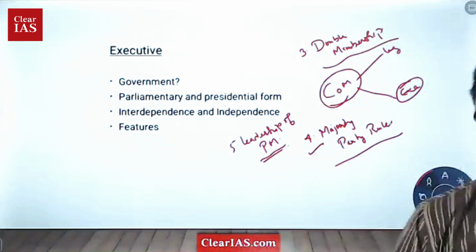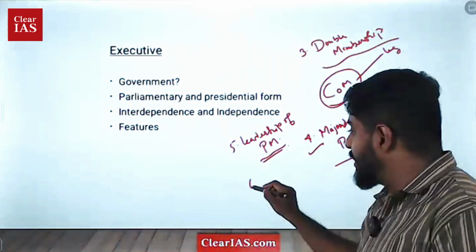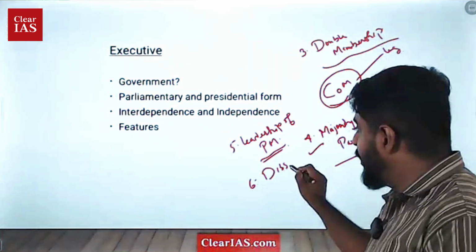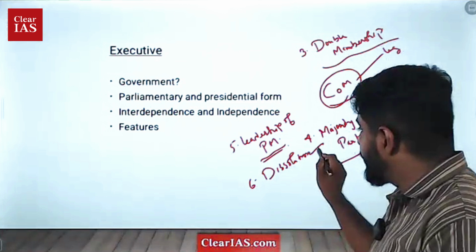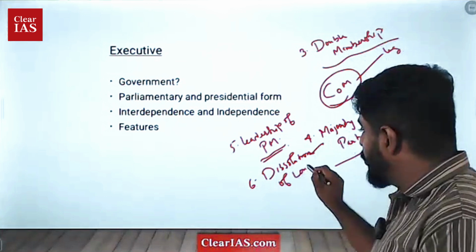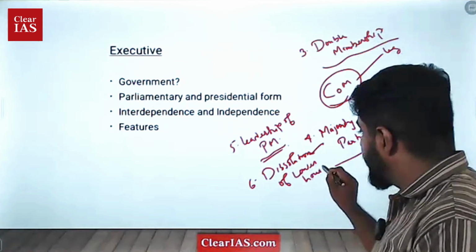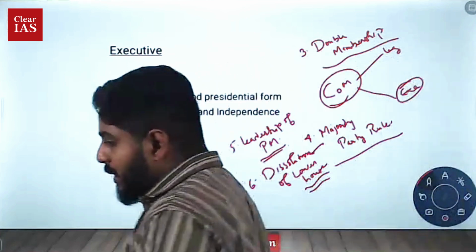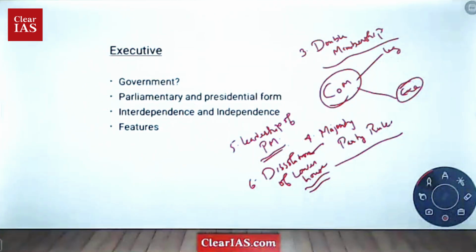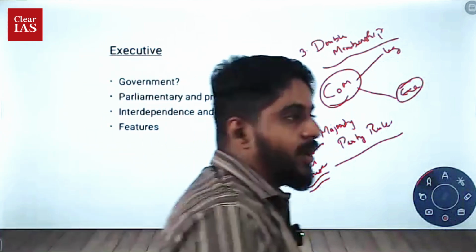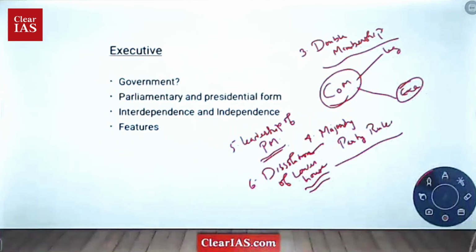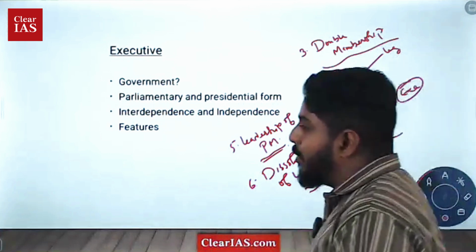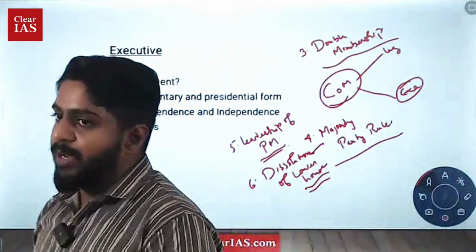And the last feature, which is very, very important, is dissolution of the lower house. The 17th Lok Sabha has got dissolved. Why? Because the next elections are coming. The Lok Sabha, the lower house, has got dissolved and you have the next election. So automatically at the end of 5 years, the lower house will get dissolved.